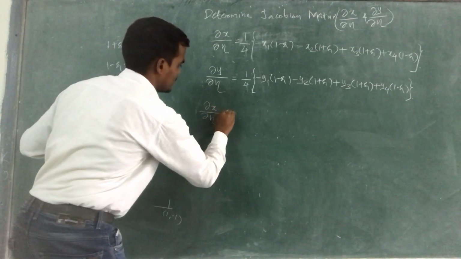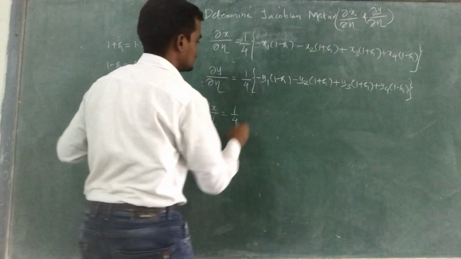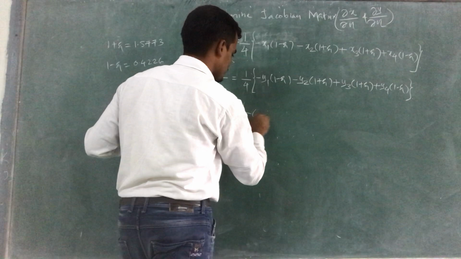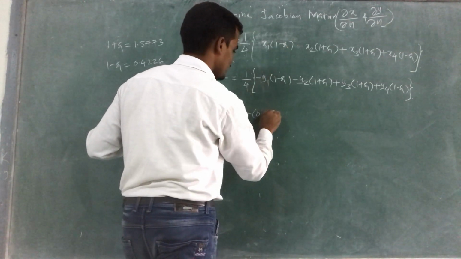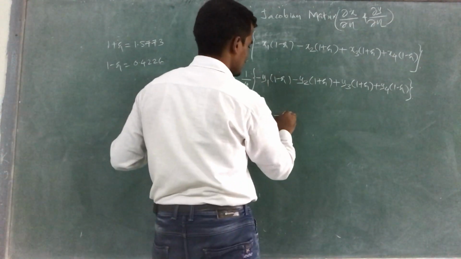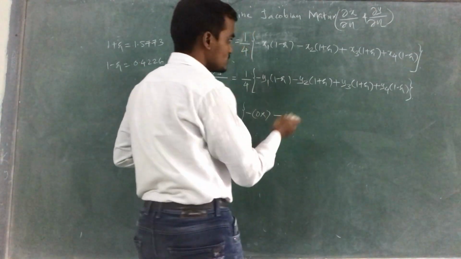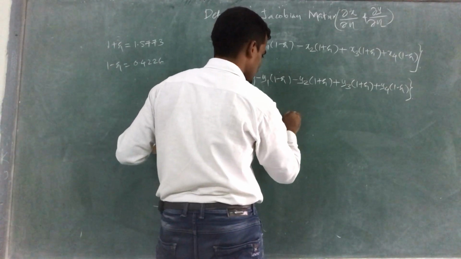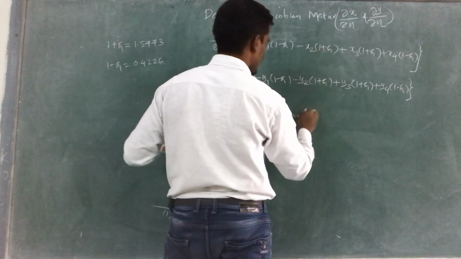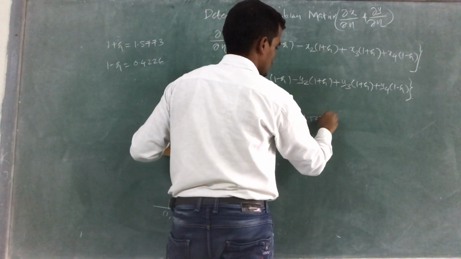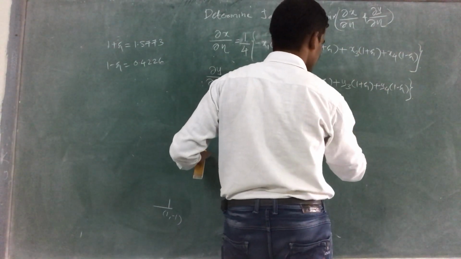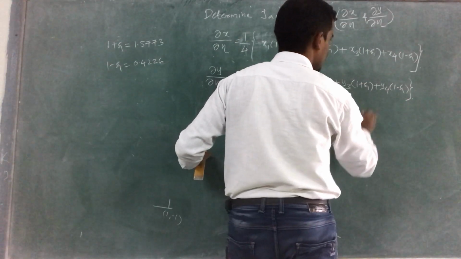Dou x by dou eta is equal to 1 by 4 in bracket minus x1 is what? Your 0. 0 into this value will become 0. 0 into this 1 minus zeta, it will become 0. Minus x2. x2 is what? x2 is equal to 60. 60 into 1 plus zeta. 1 plus zeta is what? 1.57. Then plus x3. x3 is what? x3 is also 60. 60 into 1 plus zeta.